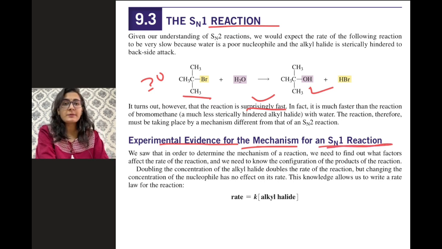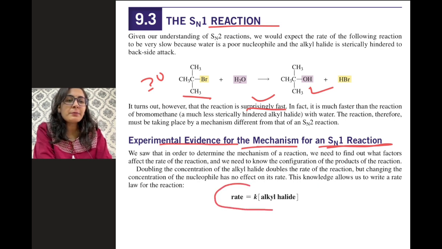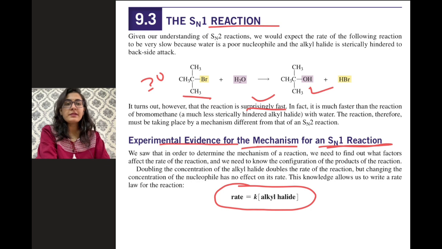There are many experimental evidences that we are going to see. First thing, it is very simple. The rate law has been found out experimentally, and we see that doubling the concentration of the alkyl halide doubles the rate of reaction. But changing the concentration of the nucleophile has no effect on the rate. That means that the nucleophile is not affecting the rate of the reaction, so it is not included in the rate law. We only include the alkyl halide, which is our substrate, in the rate equation.